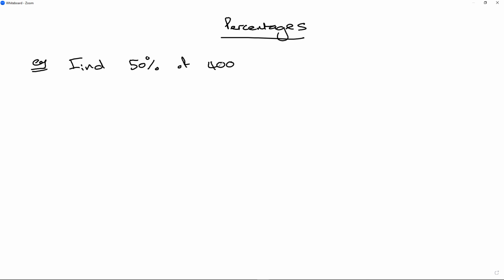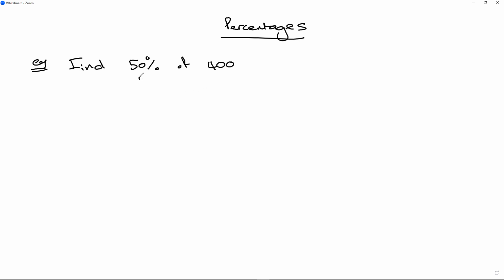All right. So today we're going to be covering percentages. The first thing I'm going to show you is how to calculate a percentage. So let's suppose in an example, I am asked to find 50% of 400. We're going to be using calculators.